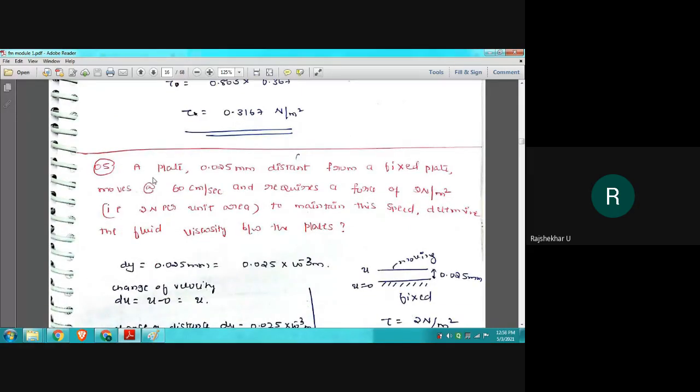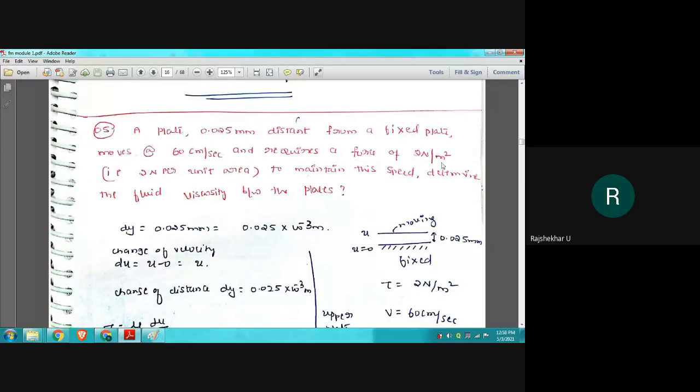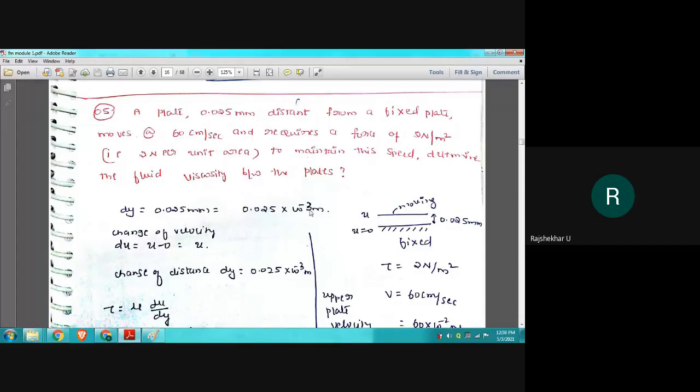Okay, so next problem: a plate 0.025 distance from a fixed plate moves at 60 centimeter per second and requires a force of 2 Newton per meter square to maintain this speed. Determine the fluid viscosity between the plates. Imagine that this is a fixed plate, and this is another plate which is moving with a velocity of 60 centimeter per second.